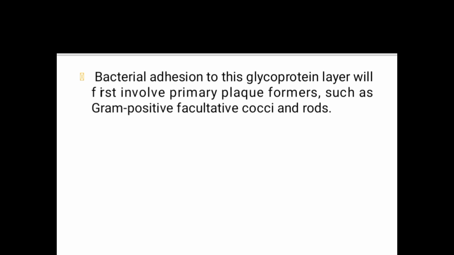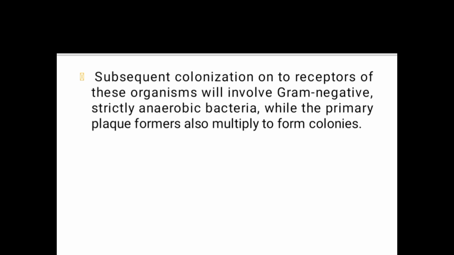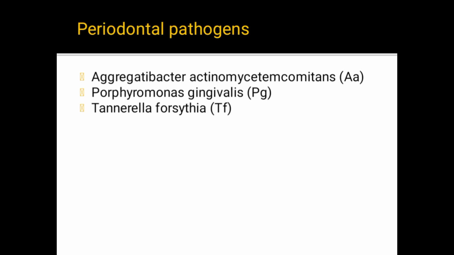The bacteria adhere to this glycoprotein layer, which is the pellicle. First to be involved are the primary plaque formers, such as gram-positive facultative cocci and rods. Then the subsequent colonization leads to new receptors. Onto these receptors, gram-negative and strictly anaerobic bacteria will attach, while the primary colonizers also multiply to form colonies. Periodontal pathogens we know are Aggregatibacter actinomycetemcomitans, Porphyromonas gingivalis, and Tannerella forsythia.